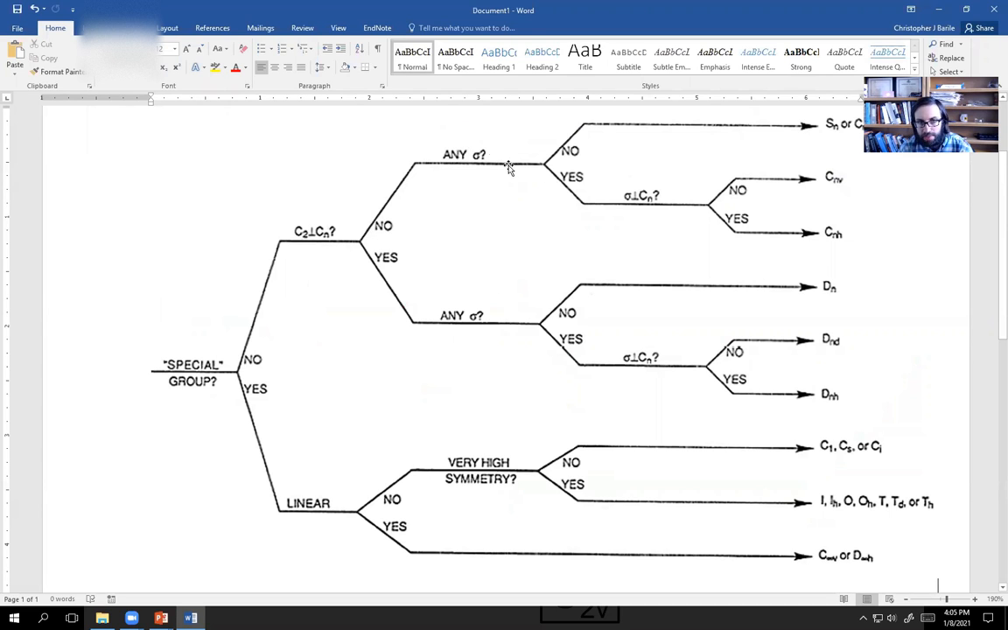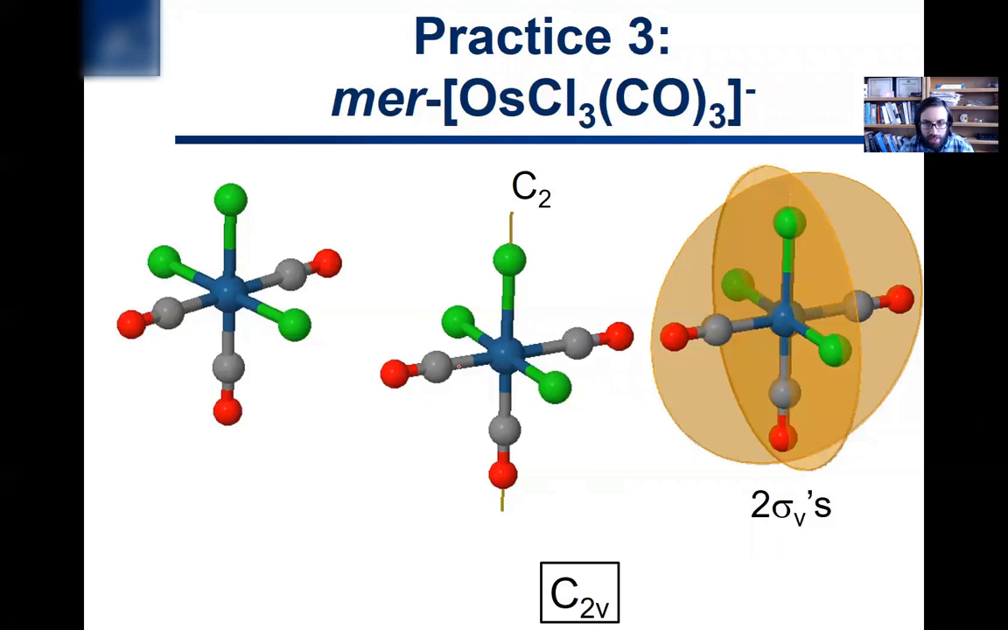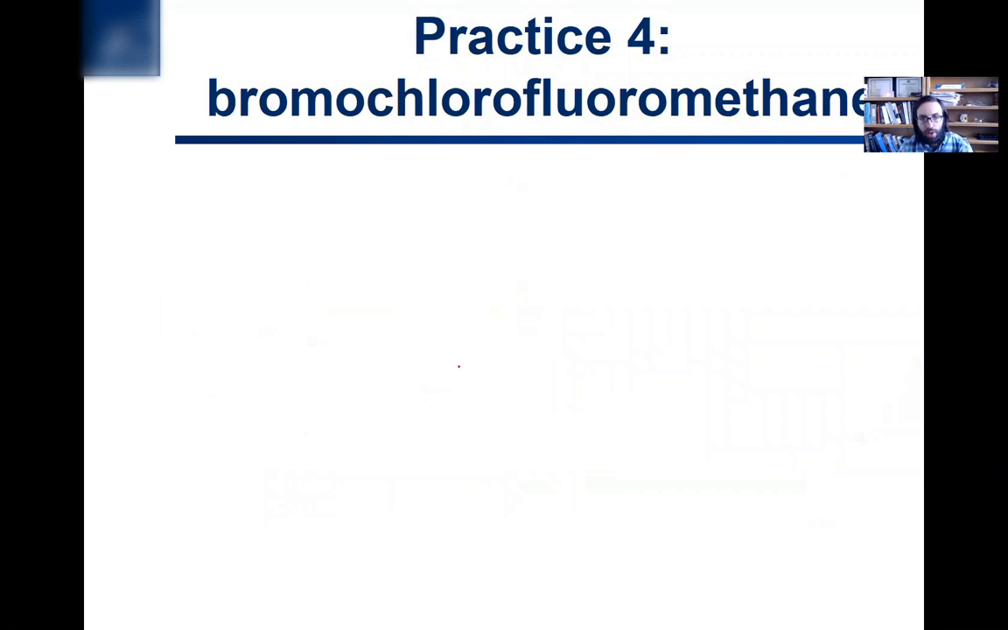So that gets us to this branch. There was sigmas, right? And there are sigma V's. So we're yes, and they were not perpendicular. They were not sigma H's. So we went no, and we're CNV. So because we had a C2, it's C2V.